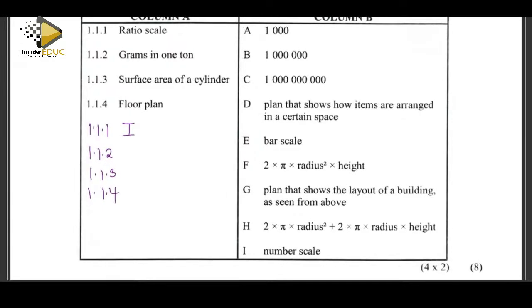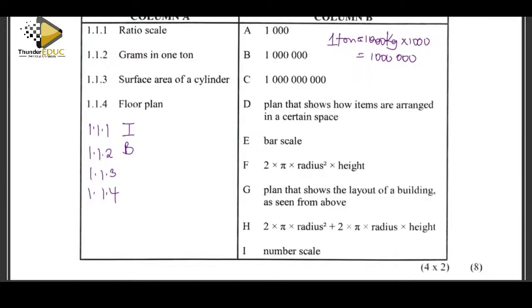1.1.2, grams in 1 ton. Remember, 1 ton has 1,000 kilograms, and 1 kilogram has 1,000 grams. So that means you're multiplying by 1,000. So this one gives you 1 million. So here 1 million, it's B.